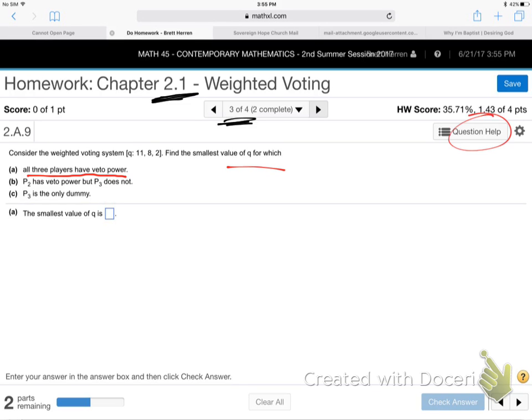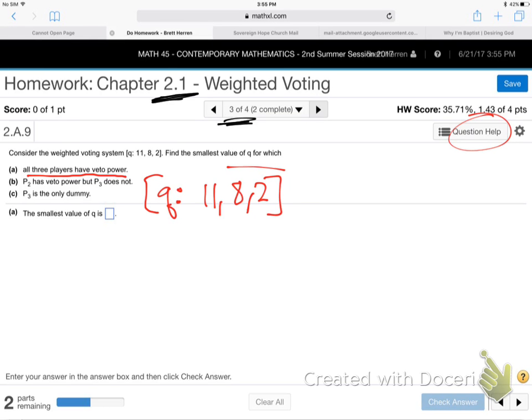MathXL, if you click on the question help, will say all kinds of crazy stuff. Feel free to look at them. But really, I think the only reliable way is to guess. Here I am, the math teacher, saying guess. But I mean guess with a plan, guess with checking, guess with thought. So in other words, take a guess at Q.